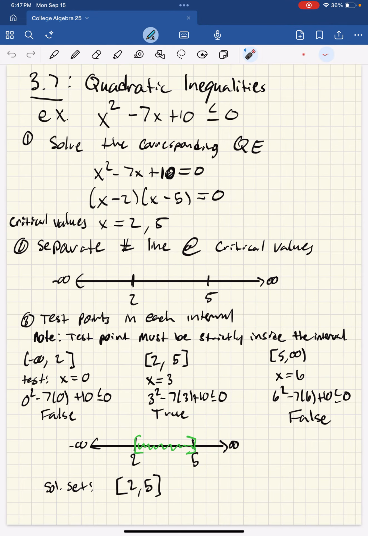So that means this interval is not part of the solution set. In the middle, I'll test x equals 3, and we get a true statement. So that test does give us a true statement. So the middle interval is in the solution set. The right interval, when we test x equals 6, gives us a false statement. So the interval on the right is not in the solution set.